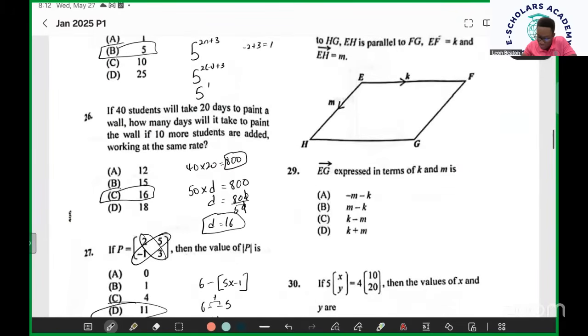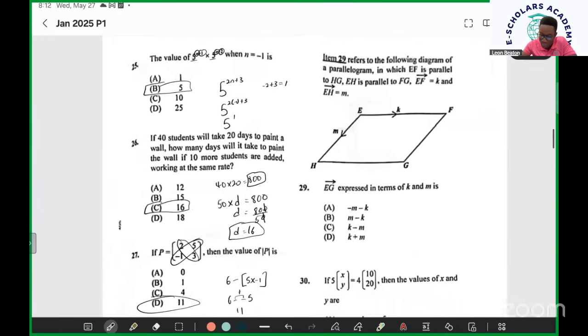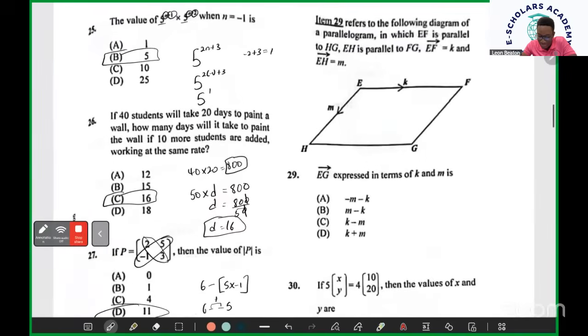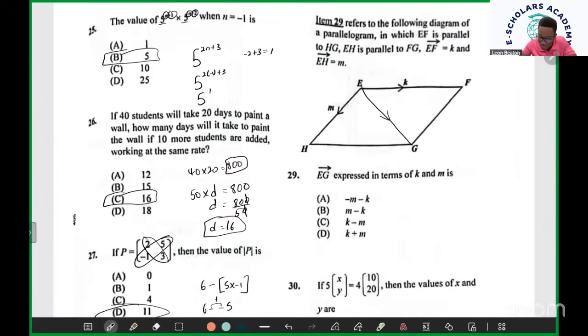All right, our favorite one. Let me see if they change up our favorite one. Let me read it. It looks as though they want to outsmart us. So EG, this is our favorite question, right? EG, we move from E to F, this will be K, plus we move from F to G, so this is plus M. Our favorite one, which is D.